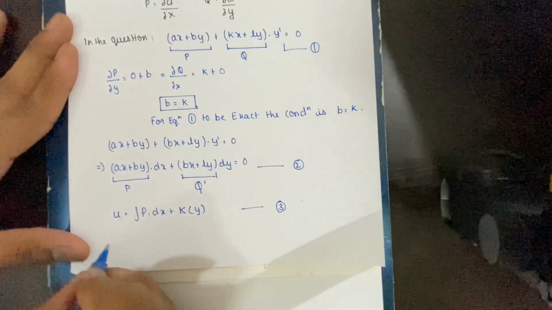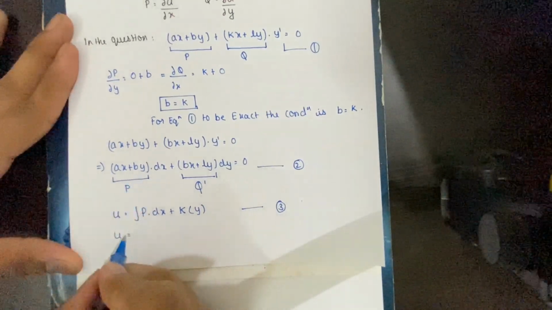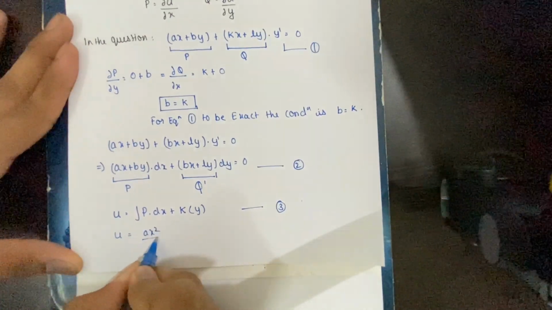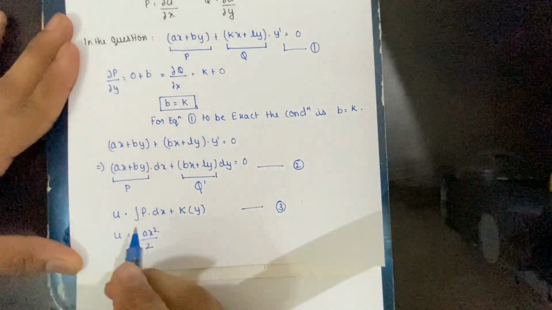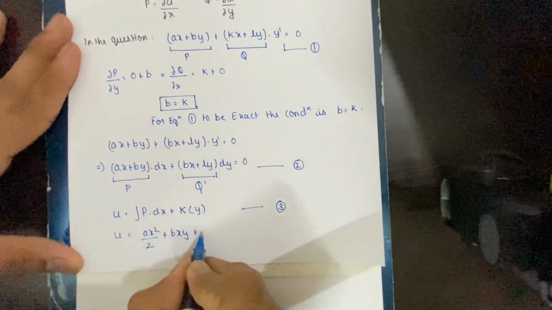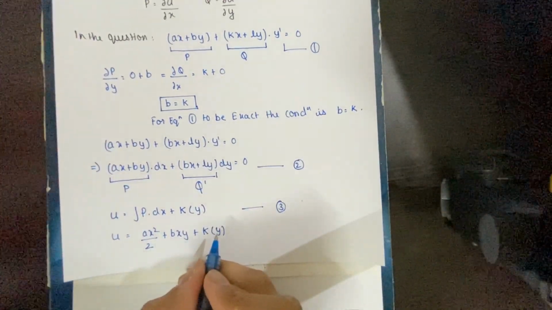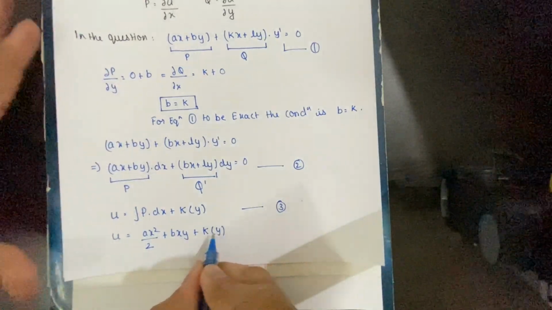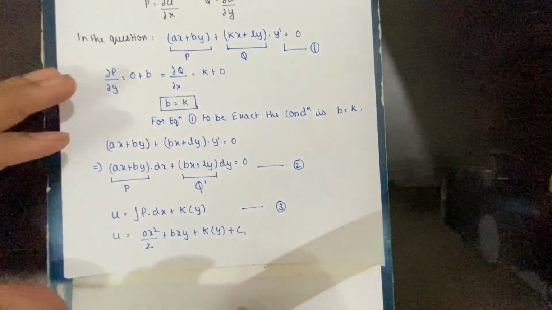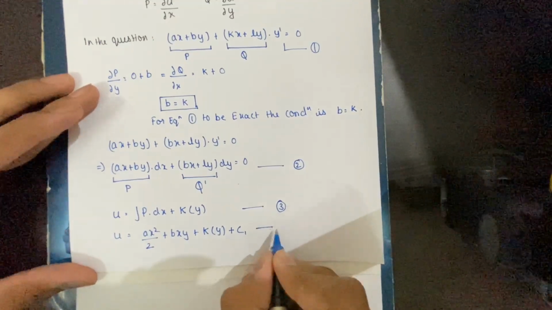So that means u equals the integral of ax + by dx, which is ax square by 2 plus bxy plus k of y, and we get some integration constant, say plus c1. This is equation number 4.